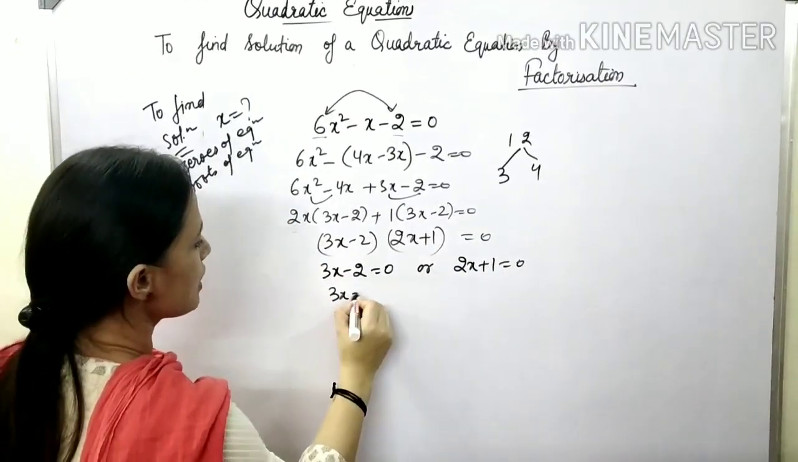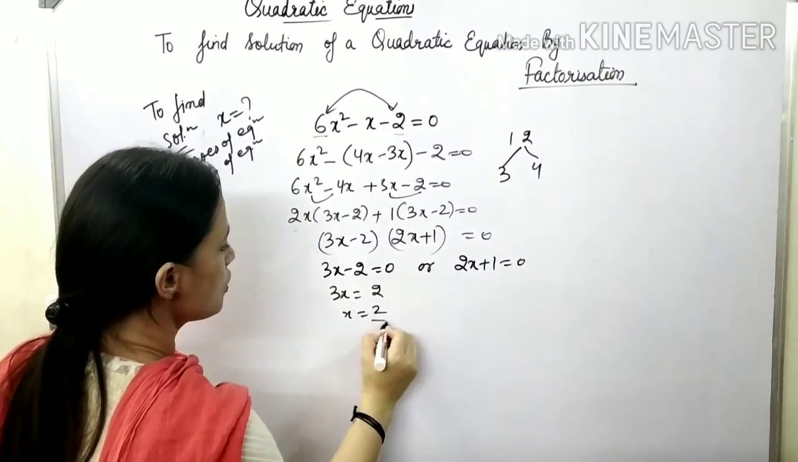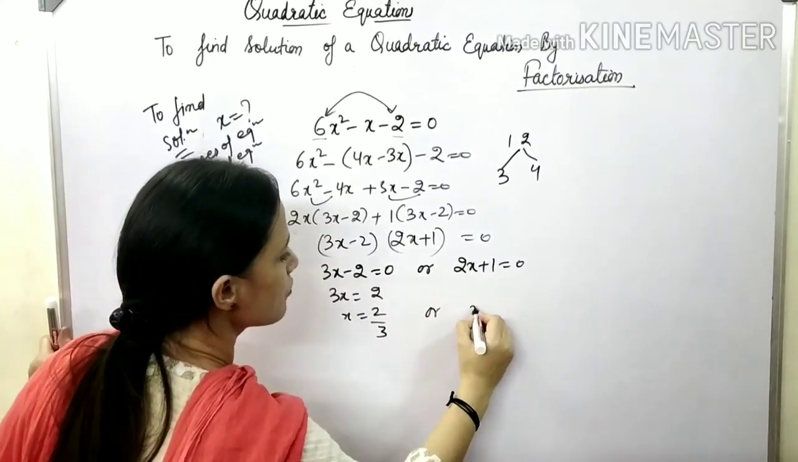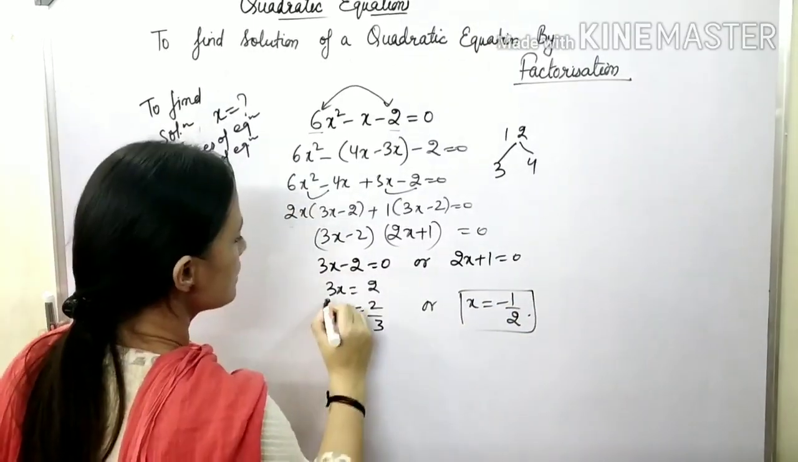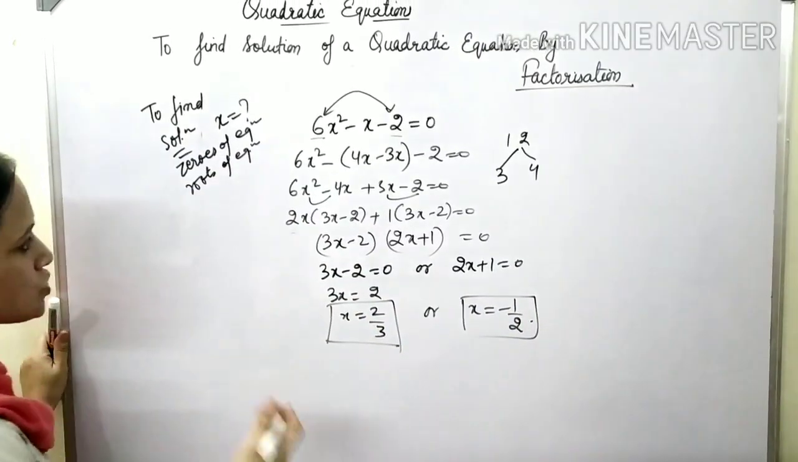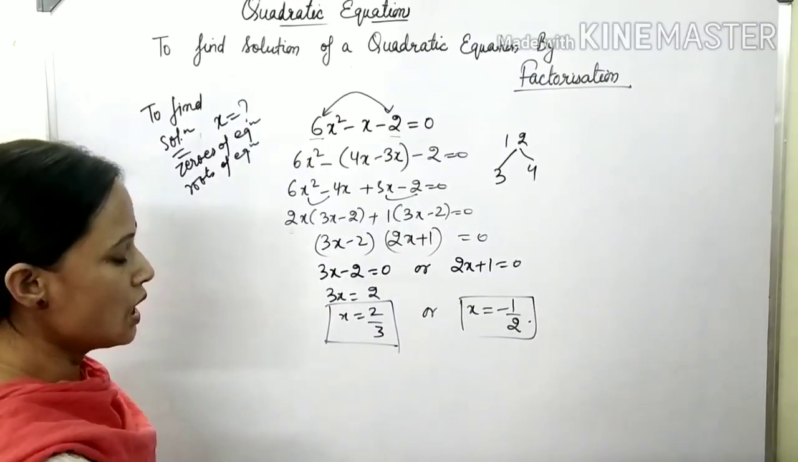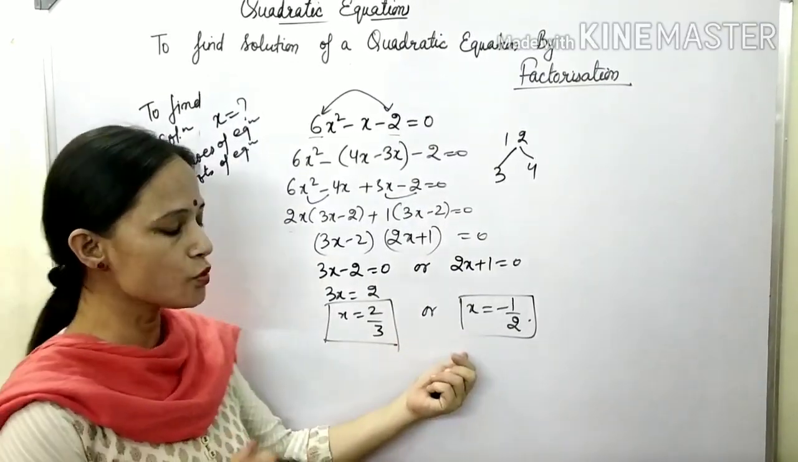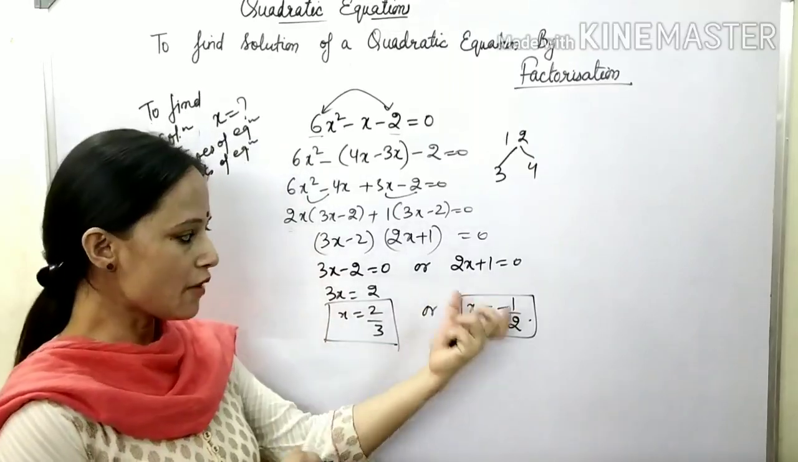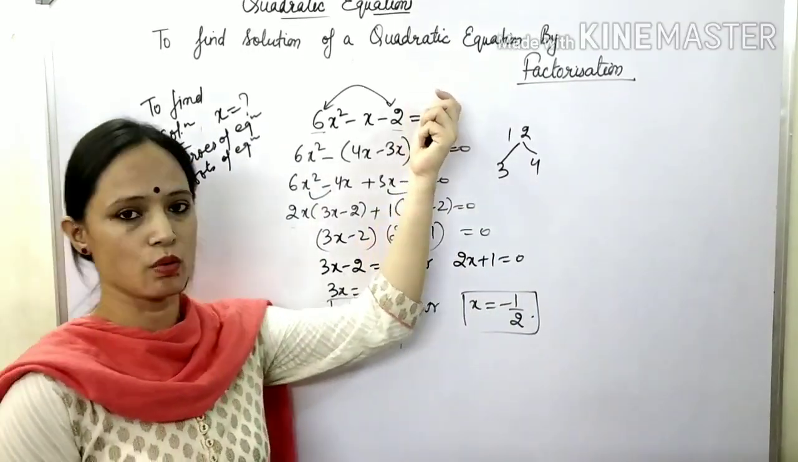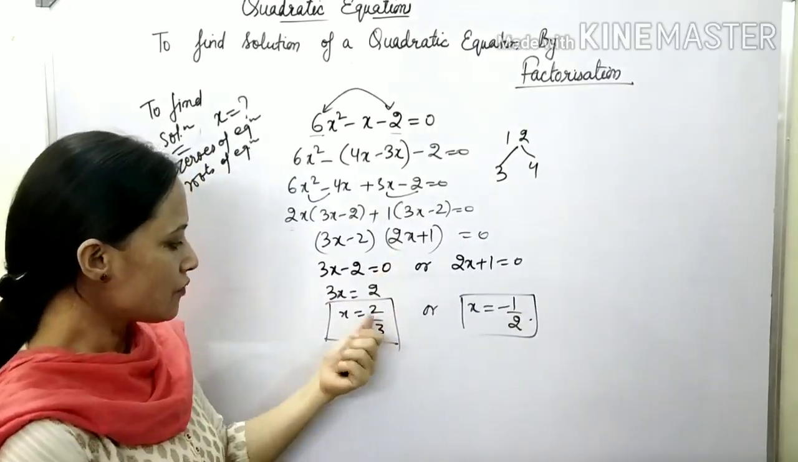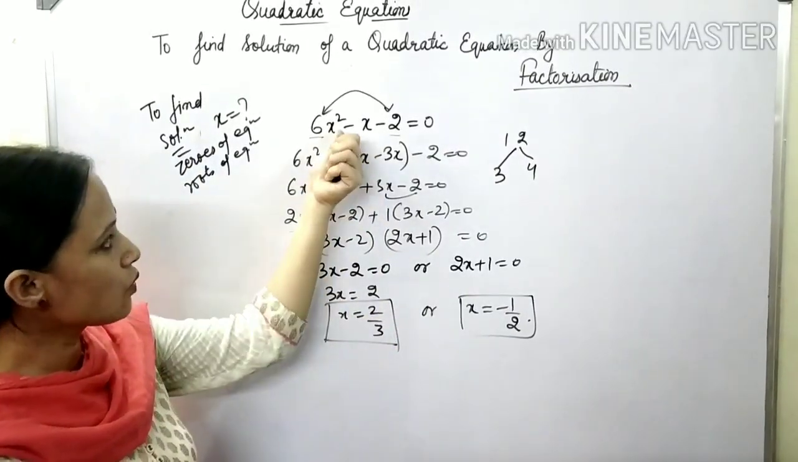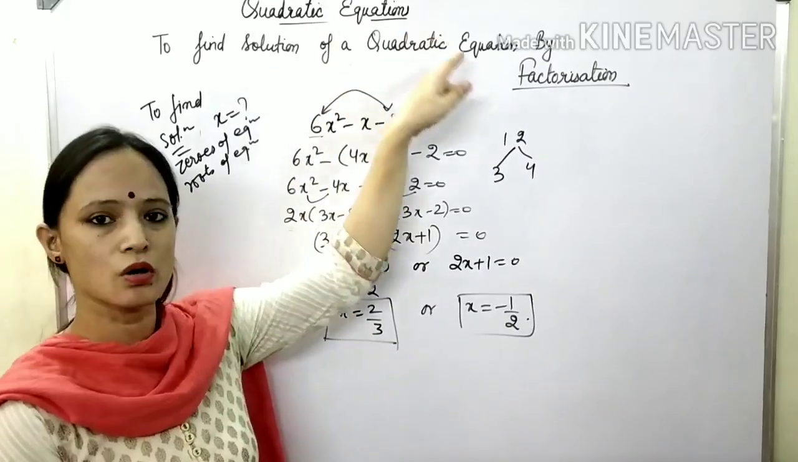So we are getting the value of x as 2 upon 3, or from here we are getting x is equals to minus 1 upon 2. So this is how we get the values of x, or the zeros, or the roots of the equation. Now if I am saying that these are the roots of the equation, it means if I put these values back into the equation, it is going to satisfy that equation. Satisfy means that if I put 2 upon 3 into the equation, the left hand side will be equal to the right hand side.